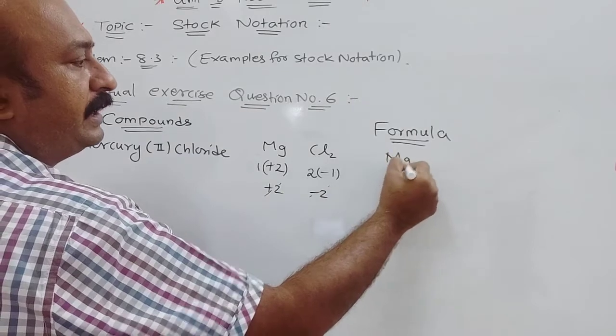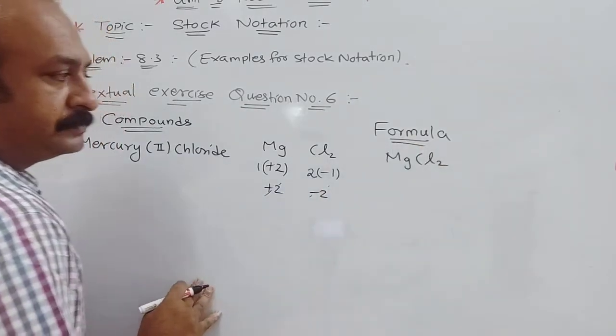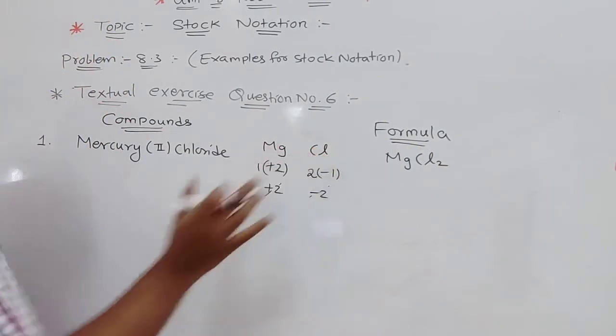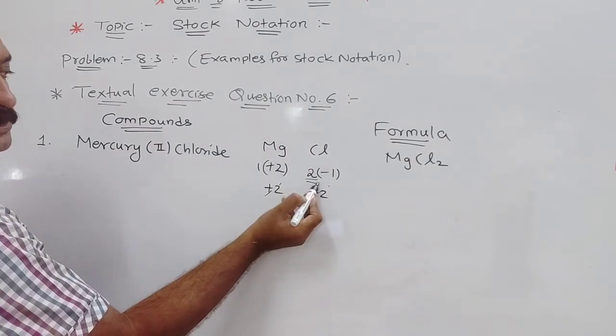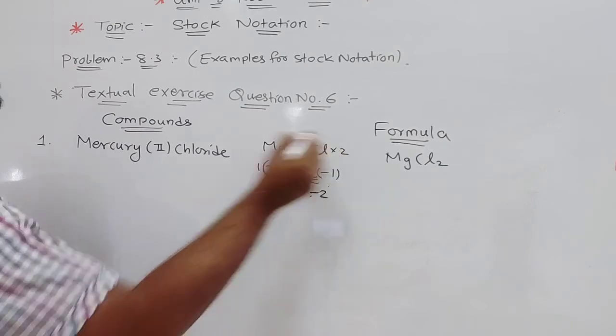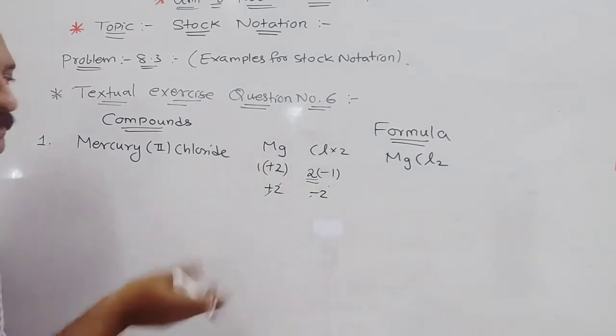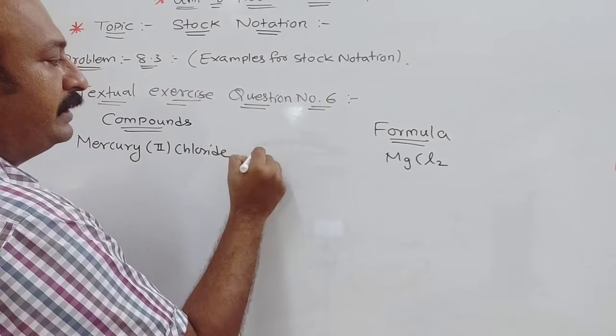The formula will be MgCl2. Okay? Or I write Cl only in the beginning, so it will be clear here. 2 is there. We have multiplied 2 here. So with the chlorine you have to multiply 2. Understood? Didn't understand? Then I will write in a different way.